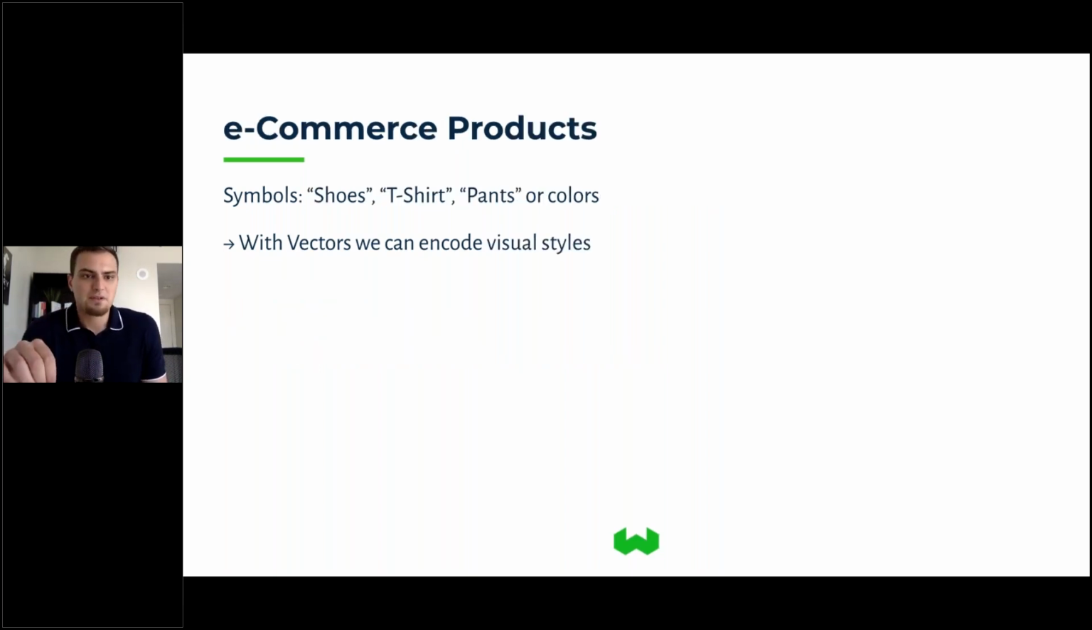Another common example is to look at e-commerce products where we'd have symbols like shoes, t-shirt, pants, or colors of clothing. And then with the vectors, we can really encode the semantics of the visual styles of the e-commerce products.